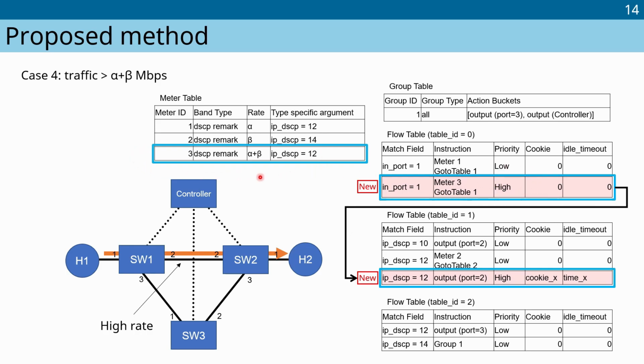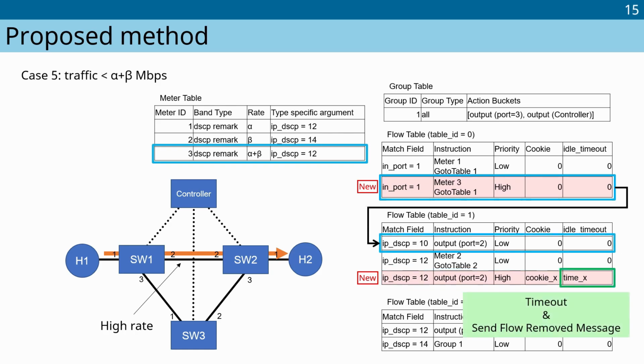So, meta 3 measures the traffic. When the traffic exceeds the middle rate, alpha plus beta megabits per second, the exceeded traffic is matched to this new flow entry, and then output to port 2. Note that this flow entry sets a cookie and timeout counter. When the flow entry is matched, the timeout counter is reset to the initial value, time x. The rest part of the traffic below the middle rate is also output to port 2 from this entry.